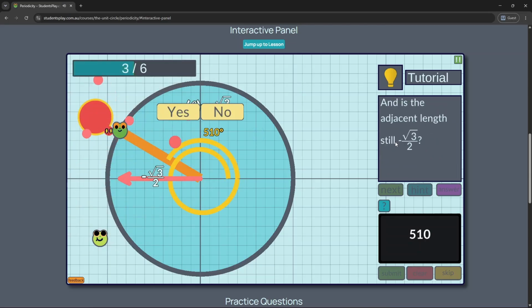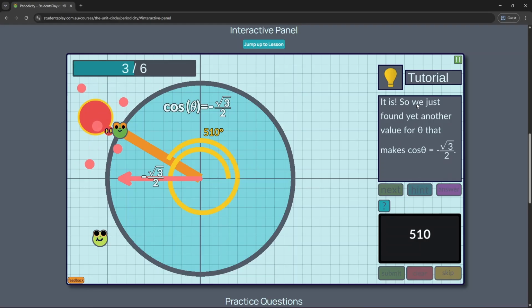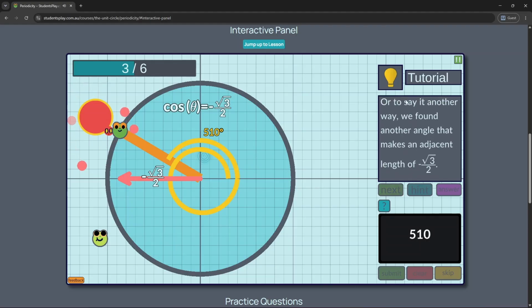And is the adjacent length still negative root 3 on 2? Yeah, we're in line with this thing here. So yes, it is. So we just found yet another value for theta that makes cos theta equal negative root 3 on 2. And you can check that on your calculator if you want. You type in cos 510 and you'll get the same as negative root 3 on 2. It'll be like negative 0.87, I think. Or to say it another way, we found another angle that makes an adjacent length of negative root 3 on 2.